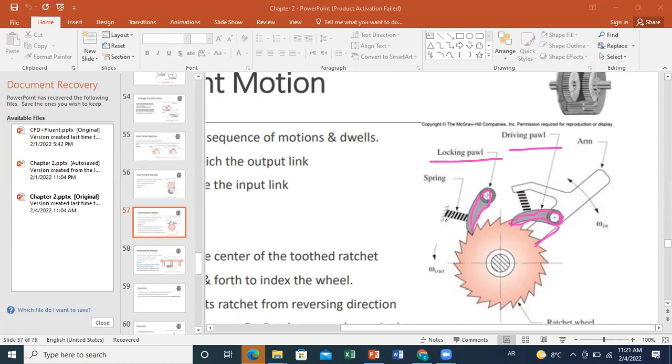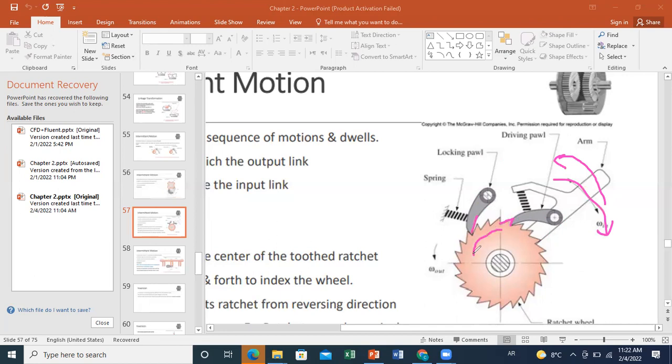So I will try here to explain as much as possible. What will happen is that your arm will have oscillatory motion. It will rotate back and forth. When it's moving in this direction, this driving pole will move through one tooth of your ratchet wheel. And this will also happen with the locking pole, because the locking pole will just have a locking effect in the reverse direction.